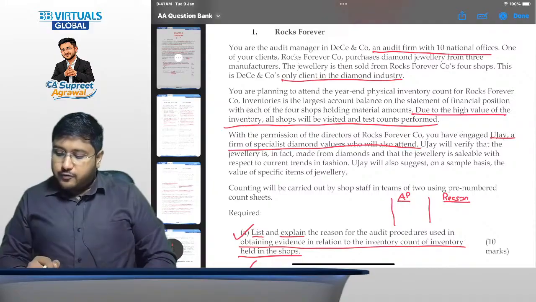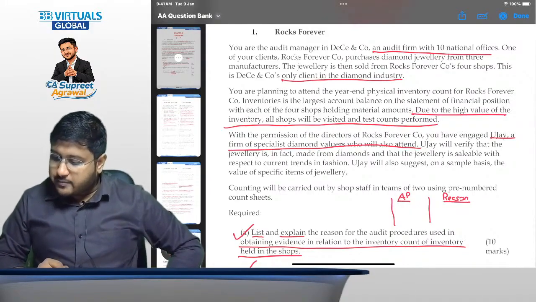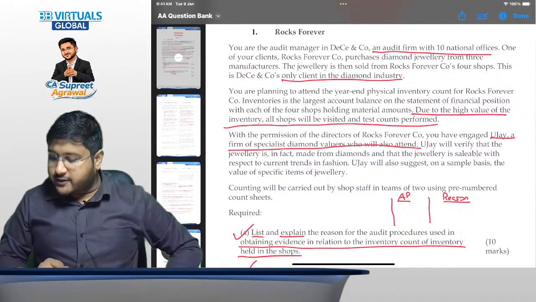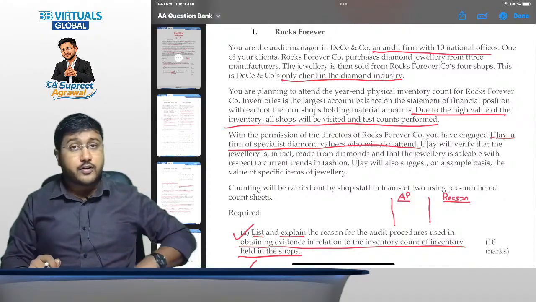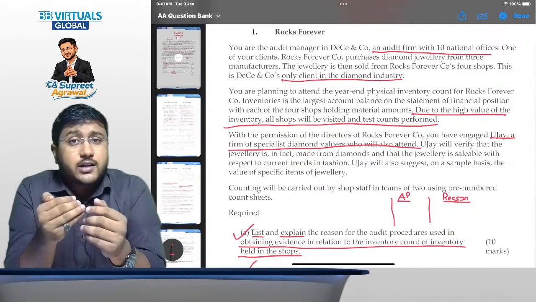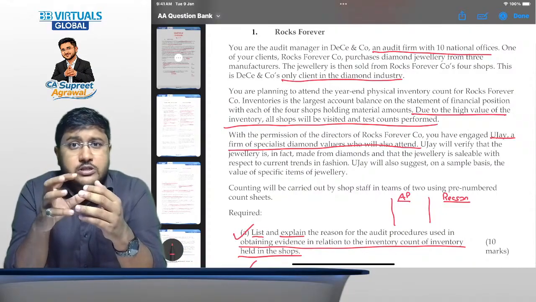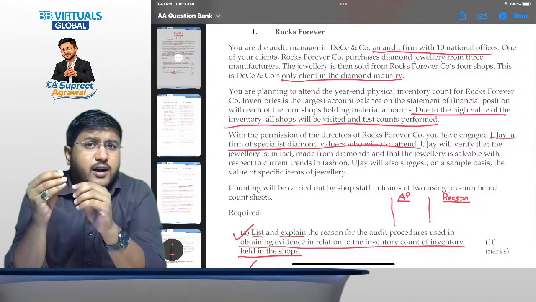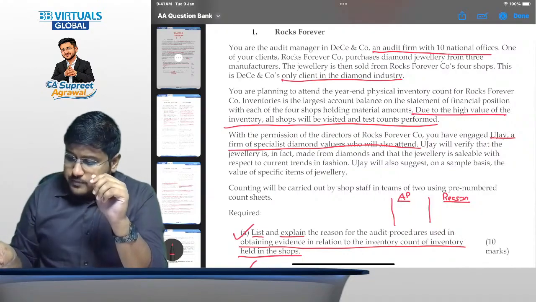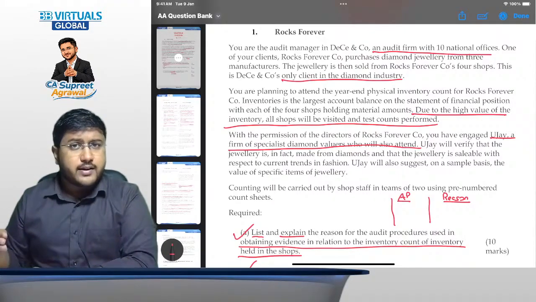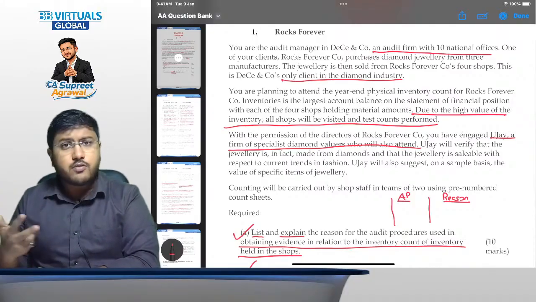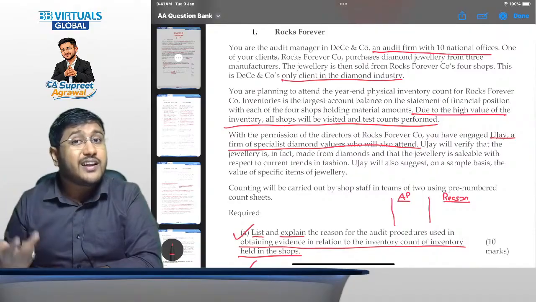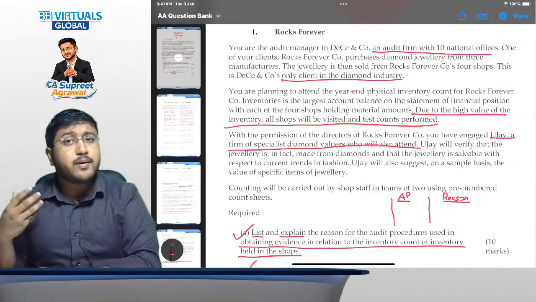Then UJ, a firm of specialist diamond valuers, will also attend. UJ will verify that the jewelry is in fact made from diamonds and that the jewelry is saleable with respect to current trends in fashion or not. So we will obtain a confirmation, not confirmation in terms of external confirmation, but an assertive sentence from UJ whether the inventory is in good condition or not, and we will rely on their report. Plus, we will be understanding whether it is in sellable condition, sellable quality, sellable pattern as per the latest trends also.